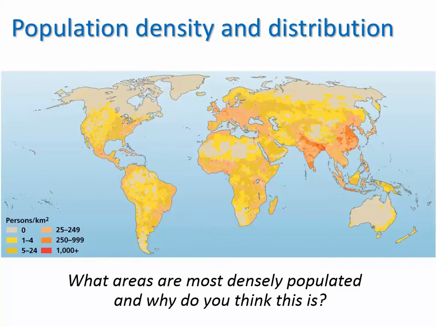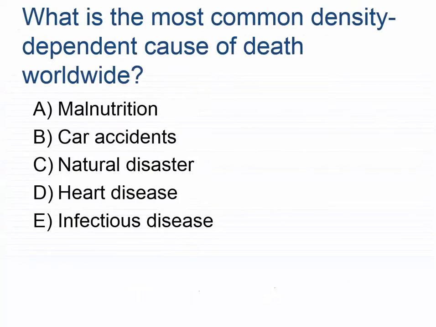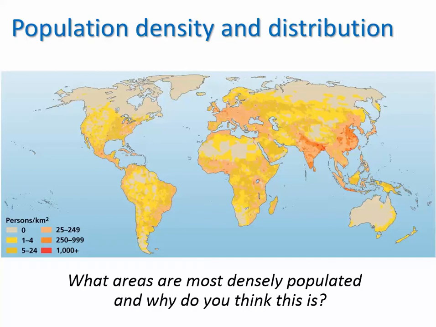Okay, we've already gone over population density and distribution. Not only are we interested in where are the largest populations, but also how are they distributed. And so when we look at this graph here, we can see that the areas that have the greatest density, meaning the most number of people per, say, square mile, is in Southeast Asia.